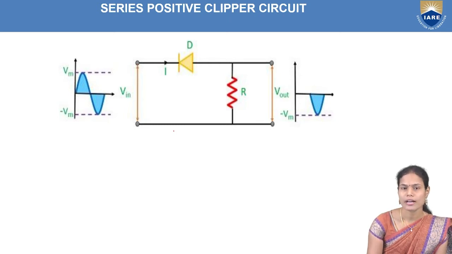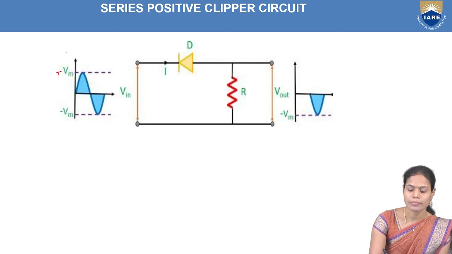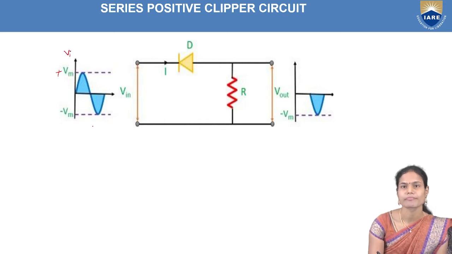What is meant by positive bias and negative bias? When we provide similar polarities, we say it is positive bias, and when we apply the opposite polarities of the battery terminals to the device, we say it is negative bias. Okay. So here, in order to see the operation of this series positive clipper circuit, I am first considering my input signal, a sinusoidal signal with positive amplitude plus Vm and negative amplitude minus Vm. I am representing it with Vi. This is my input voltage.